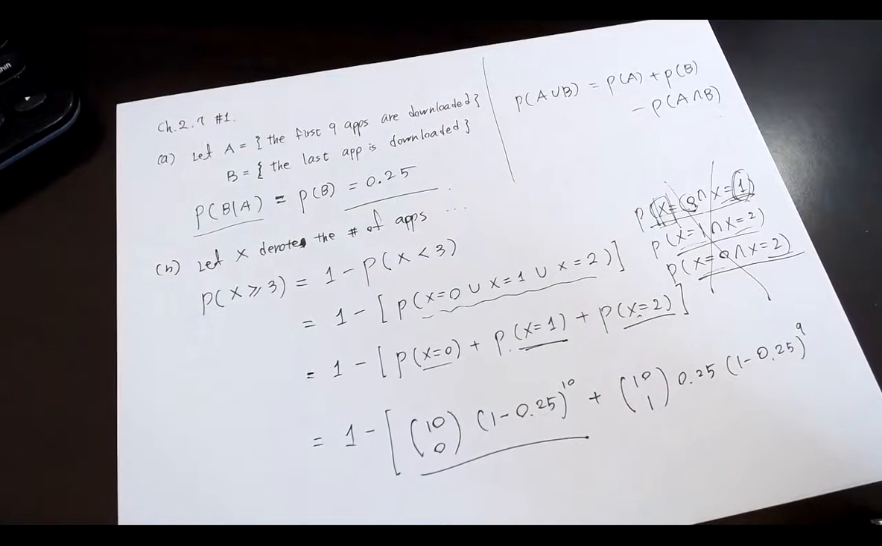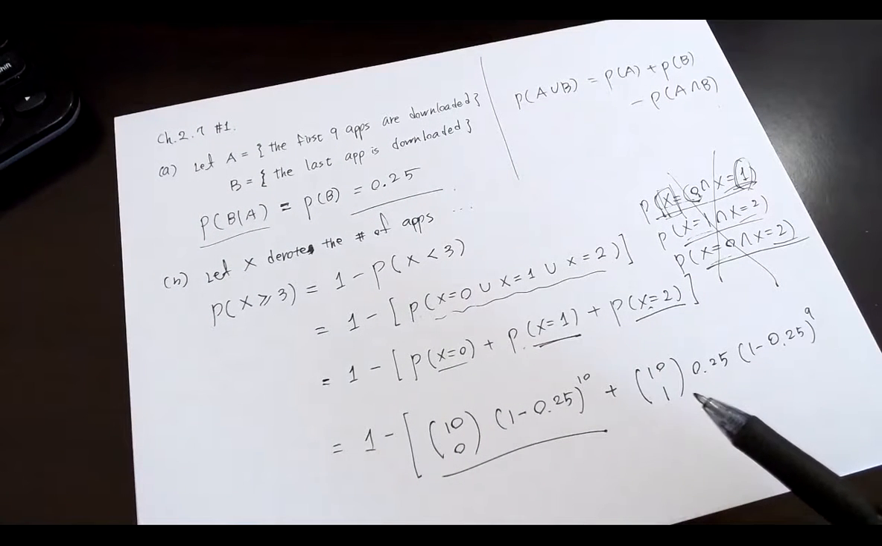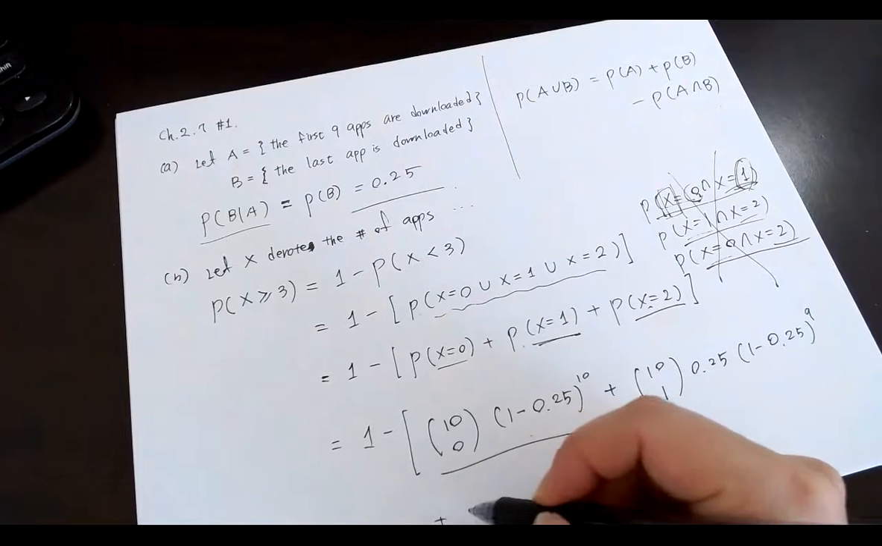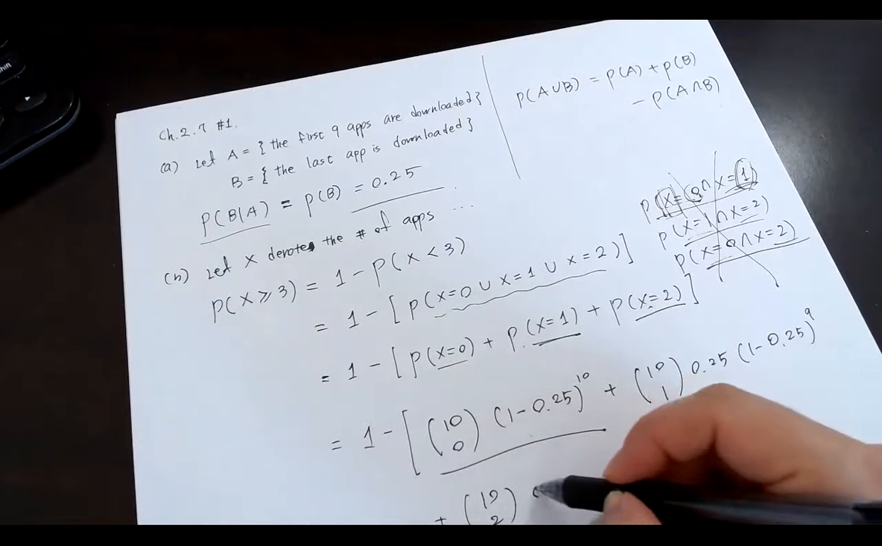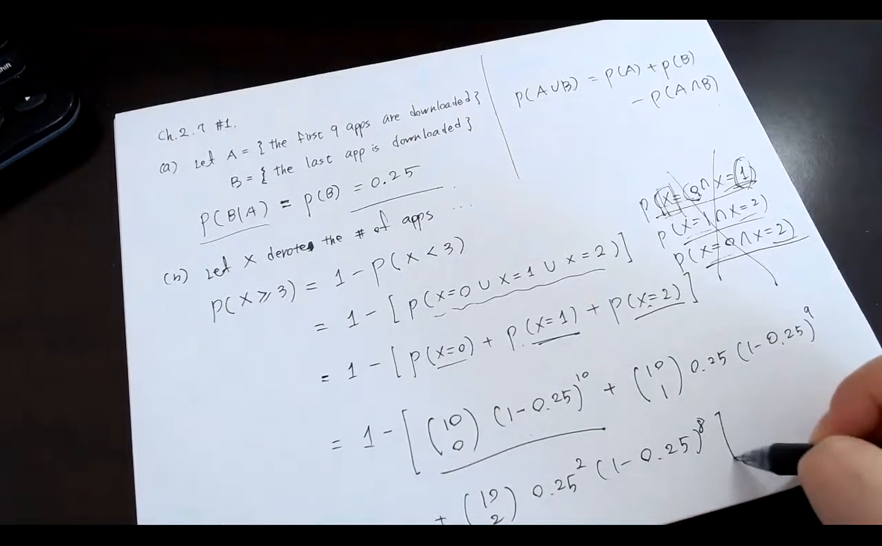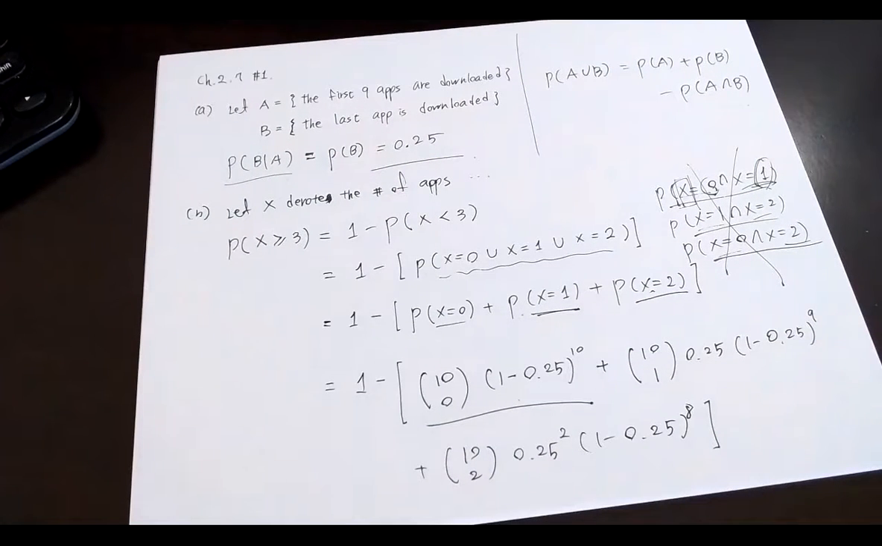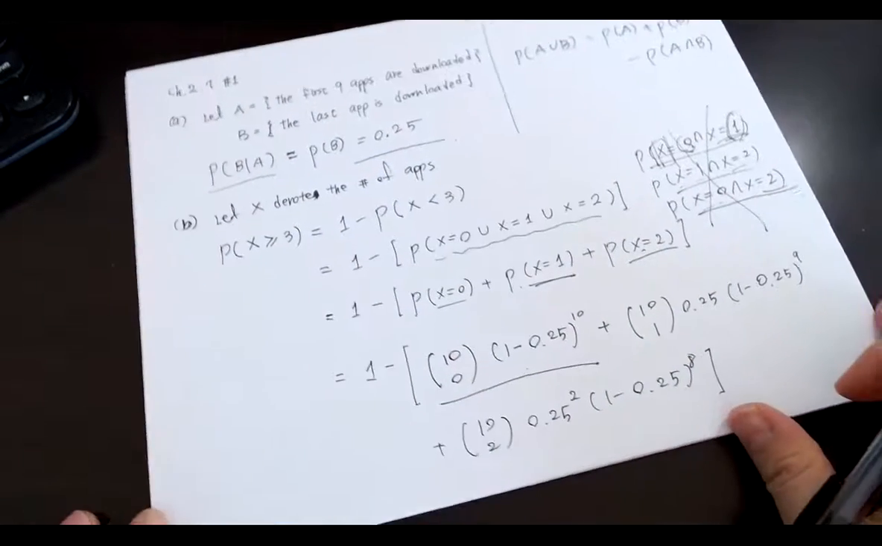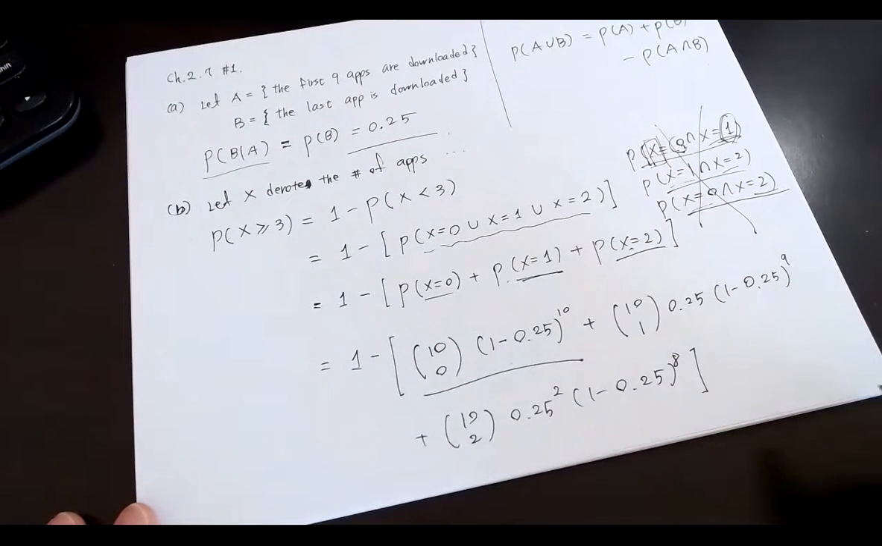Okay, so now you see that we haven't seen this kind of formula in chapter 3, right? But this is similar to a binomial distribution, right? So now plus 10 choose 2 times 0.25 squared times 1 minus 0.25 to the 8th power, close. Okay, you see? So now see, here's b. This is b right there.